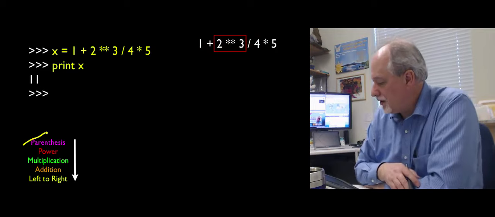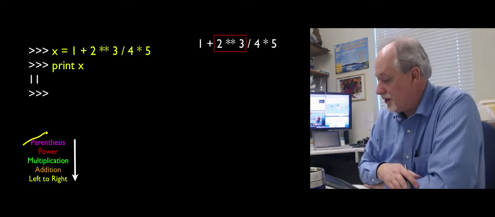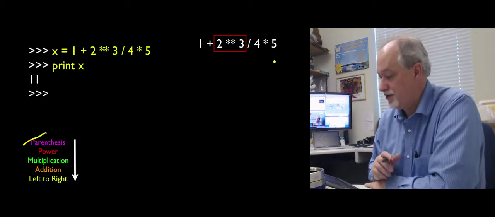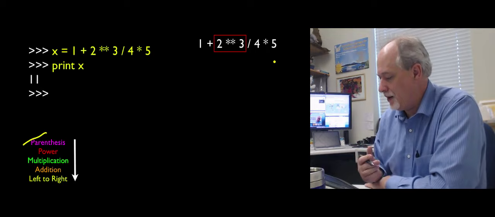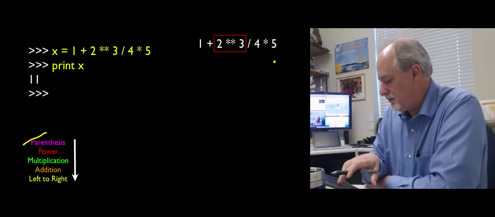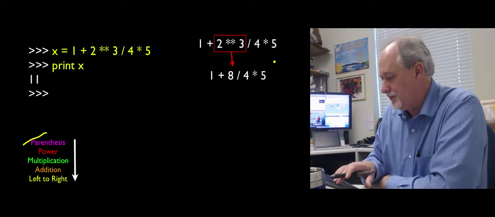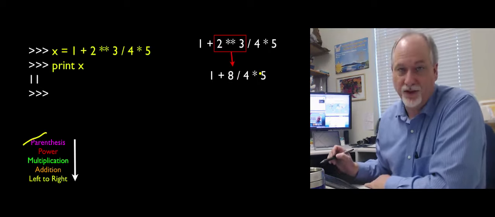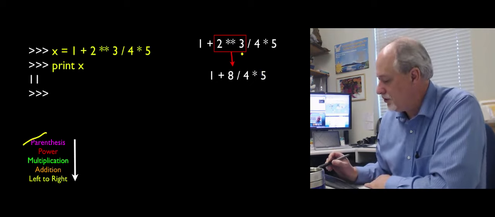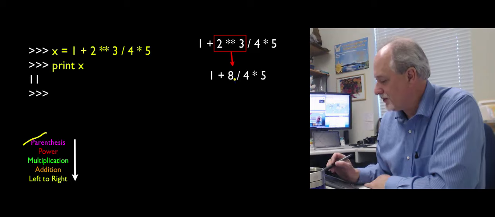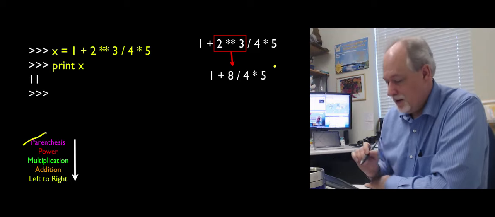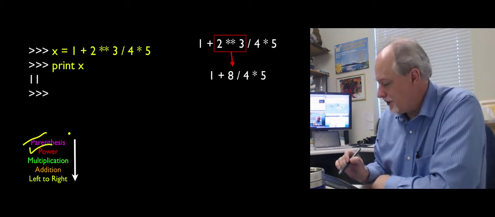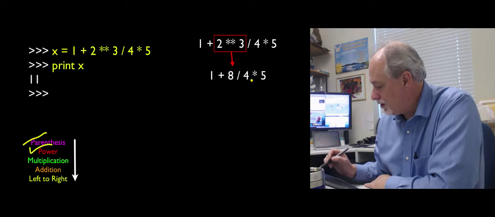The power says, okay, let's look across and find those things that are raised to a power, and the 2 cubed, or 2 to the 3rd power, is the power. So we're going to do that one. The way I do it when I'm doing these slowly is I rewrite it. So the 2 to the 3rd power becomes 8, so it's 1 plus 8 over 4 times 5. And now we can say, power, that's taken care of. Now we're going to do multiplication and division, and we go across.